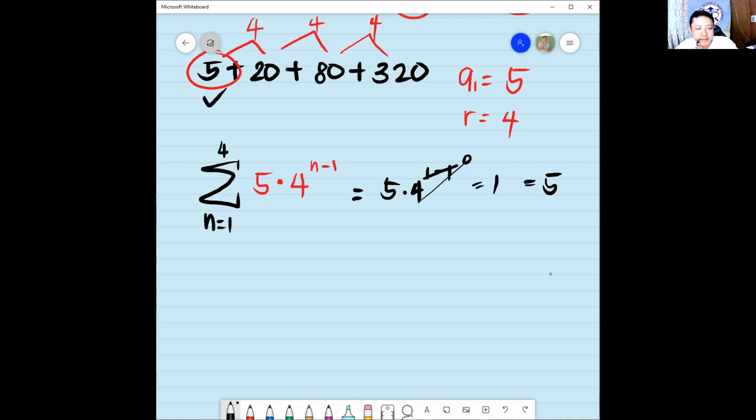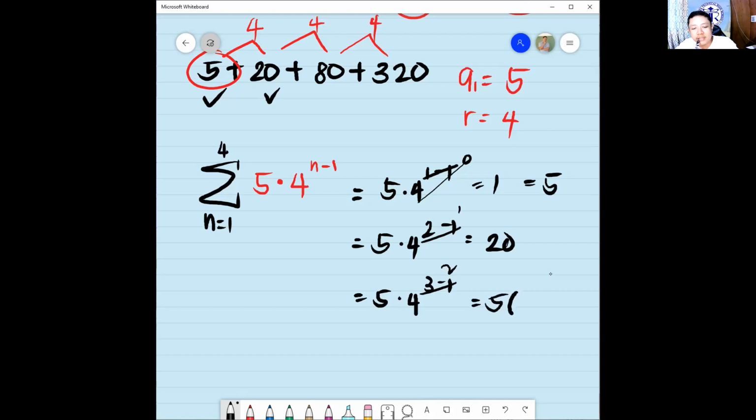Check. Got it? Let's have another. 5 times 4 raised to 2 minus 1. And that becomes 2 minus 1. It's just 1. That's 5 times 4. That's 20. Check. Next. 5 times 4 raised to 3 minus 1. That is 2. 4 squared is 16. So 5 times 16, the answer is 80.